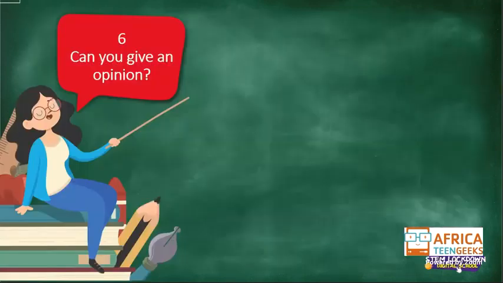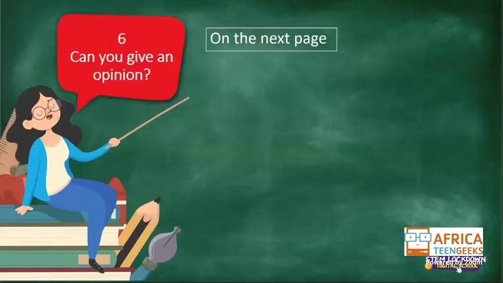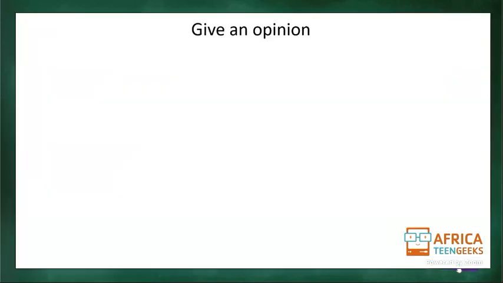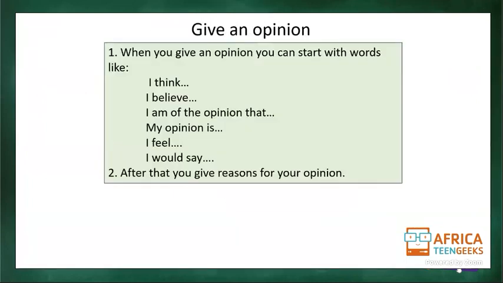Now, this is the last thing that we'll be doing today. Our main task has been to do a survey, and in the end, when you do your report, you give an opinion about the survey. So we're going to go on to how to give an opinion. When you give your opinion about something, you can start with these words: I think, I believe, I'm of the opinion that, my opinion is, I feel, I would say. Politicians are very good at giving opinions, and people who debate. And then afterwards you give reasons for your opinion.